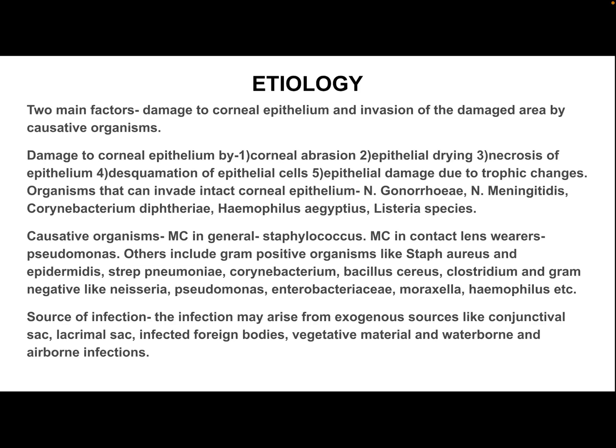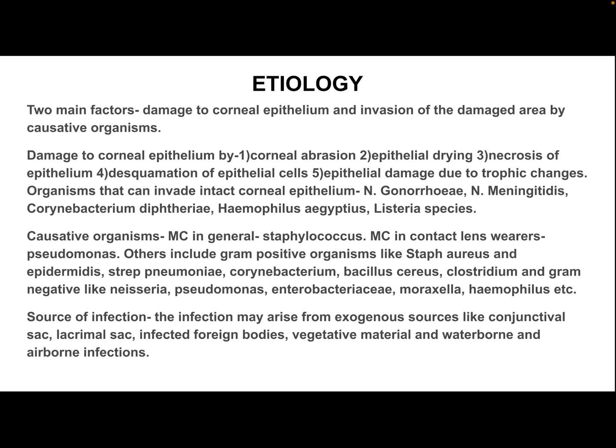Now, when the cause of this corneal ulcer is a bacteria, it becomes bacterial corneal ulcer. So, moving on to the etiology, there are two main factors that contribute to the development of bacterial corneal ulcer. First, there should be damage to the corneal epithelium, and then this damaged corneal epithelium is invaded by the causative organisms. In this case, it is the bacteria.